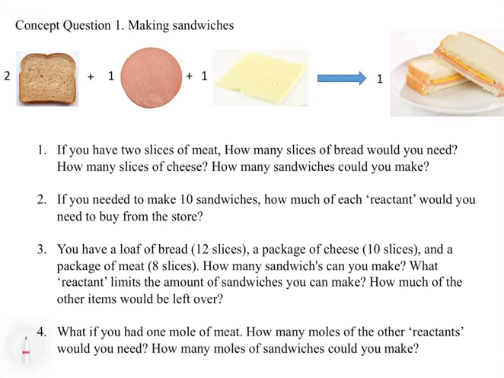Okay, so now this is a really good question. If you have a loaf of 12 slices of bread, a package of cheese that's 10 slices, and a package of meat that's 8 slices, how many sandwiches can you make? What reactant limits the amount of sandwiches you can make, and how much of the other items would be left over?